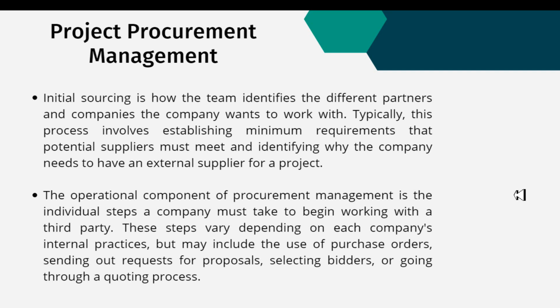The operational component of procurement management is the individual steps a company must take to begin working with a third party. These steps vary depending on each company's internal practice, but may include the use of purchase orders, sending out requests for proposals, selecting bidders, or going through a quoting process.